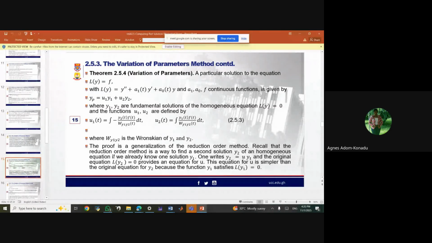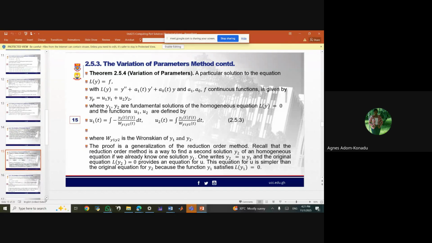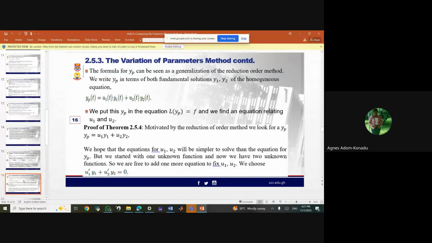Recall that the reduction of order is a way to find a second solution y2 of a homogeneous equation if you already know one solution. One writes y2 to be u y1, and the original equation L of y2 equal to 0 provides an equation for u. This equation for u is simpler than the original equation for y2 because the function y1 satisfies this. The proof, you can look at it. You can take your time to look at it. You just follow that.